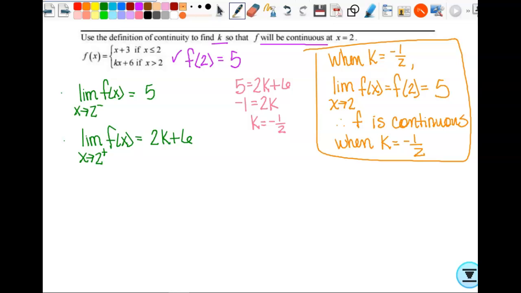Oh, f is continuous. Oh, I left off something important. Continuous at x equals 2. It's not necessarily continuous all the time. I mean, that's all we showed is that it's continuous at x equals 2 when k equals negative 1/2. Okay. What questions you got?